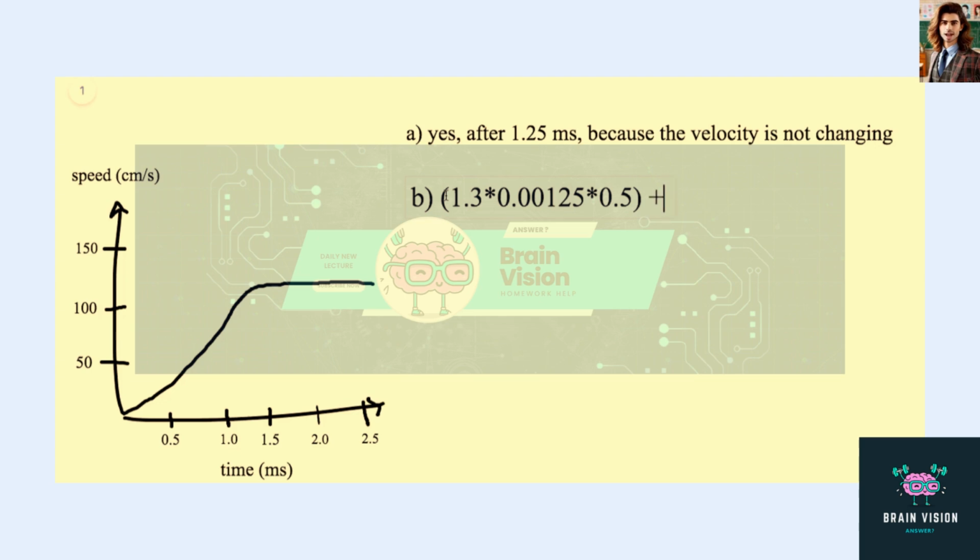Now adding the flat part of the curve, well, that's just the area of a square, so that's just going to be 1.3 meters, or 130 centimeters. The area of a square is just base times height, times 1.25 milliseconds, or 0.00125 seconds.